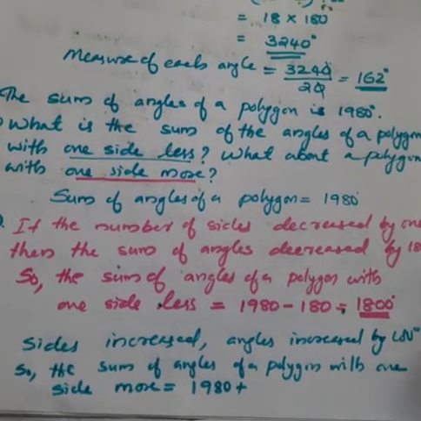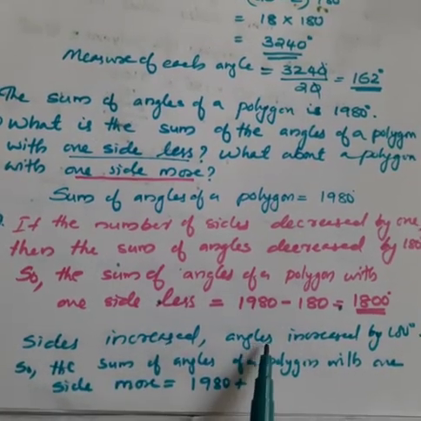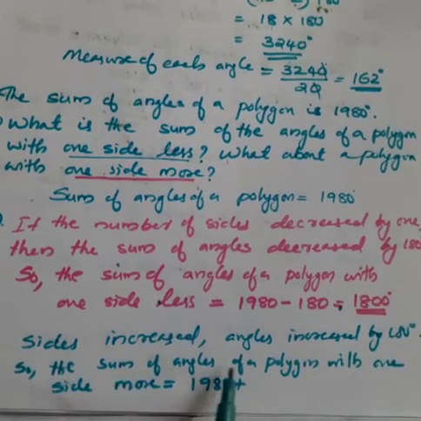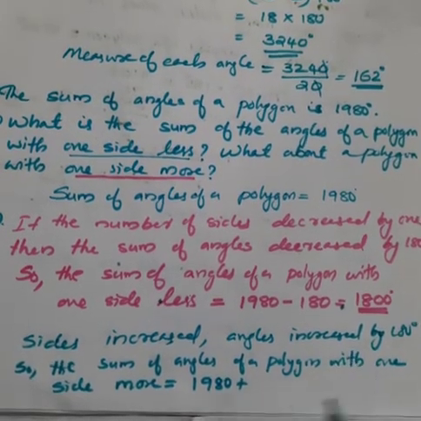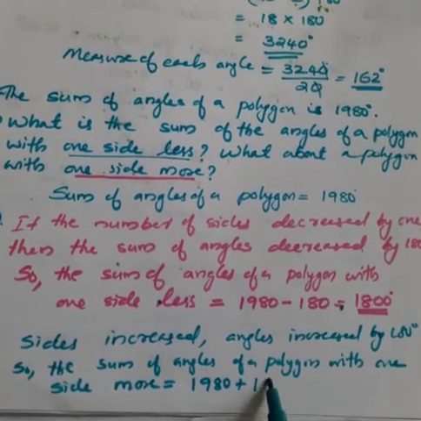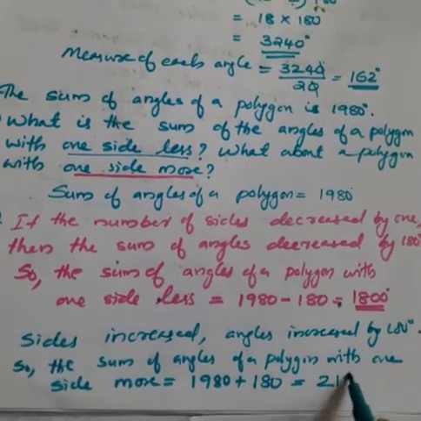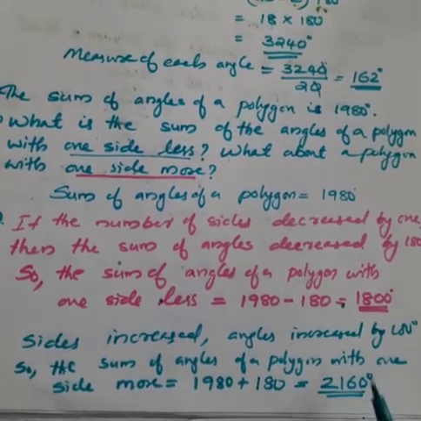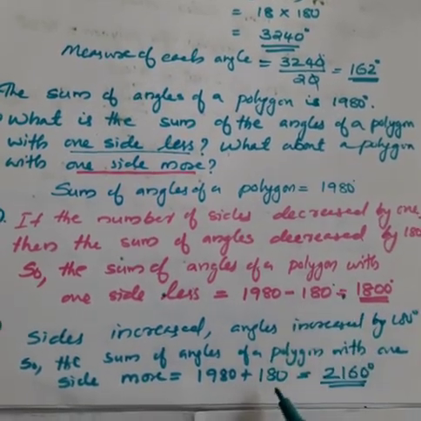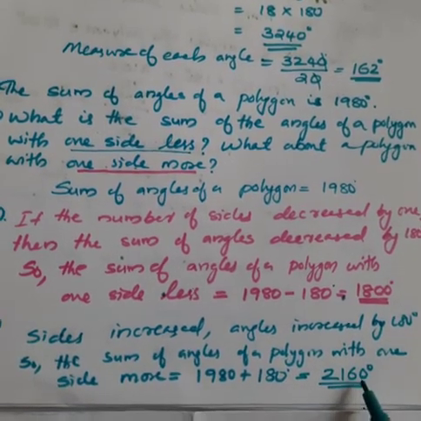Then see the next question. What about when the side is increased? Once the side is increased, what happens? The angle sum is increased by 180 degrees. So the sum of angles of a polygon with one side more is equal to 1980 plus 180. The answer you are getting is 2160 degrees. So if one side is reduced, 180 is reduced. If one side is increased, 180 is increased. So remember that one.